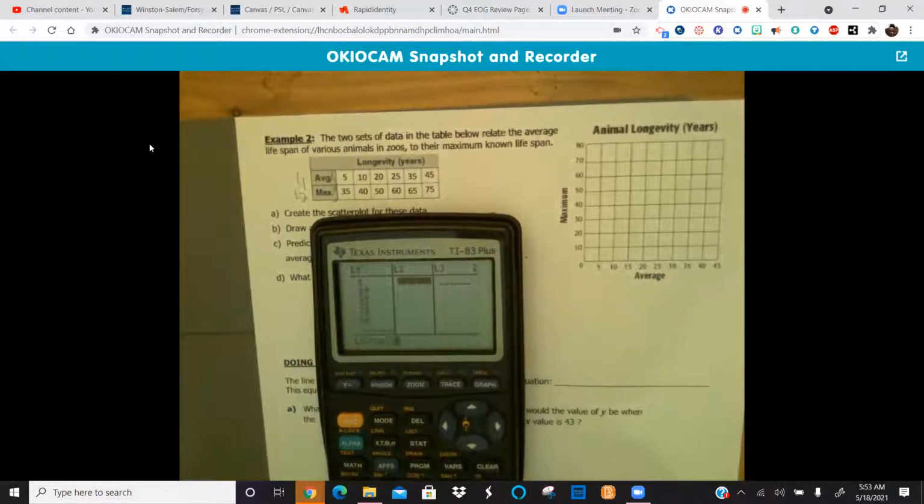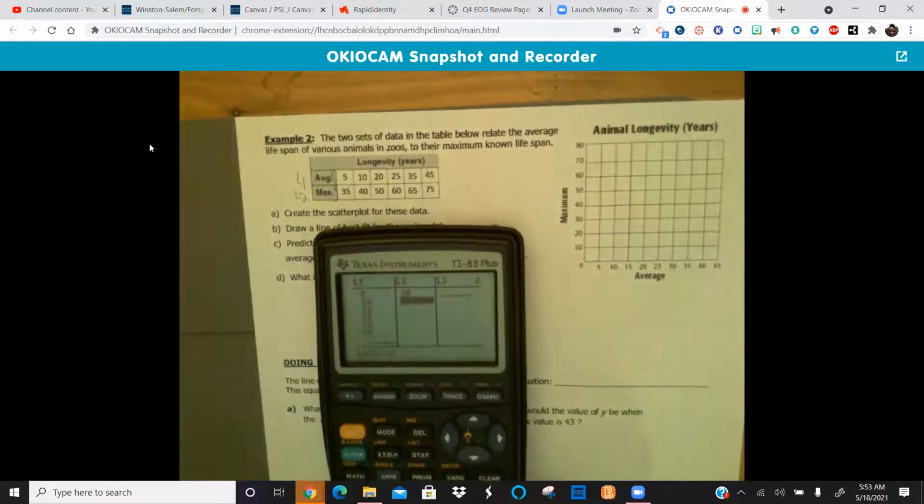So now we have 35, 40, 50, 60, 65, 75. Please type this in your calculator so you'll get practice because you'll have to do this stuff on your own, okay? Now we're going to go second, y equals, and we're going to turn the plot on again, press enter, okay? Put everything on.